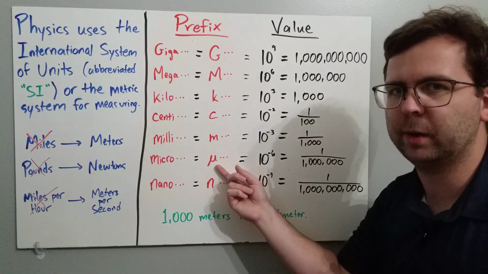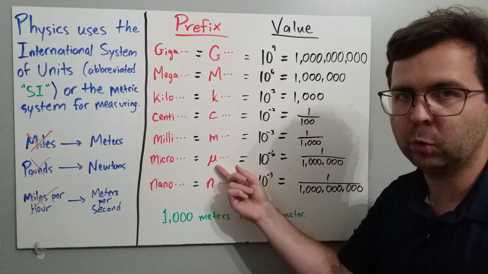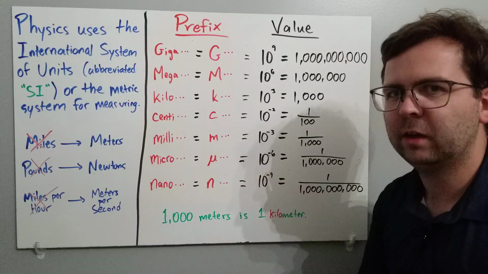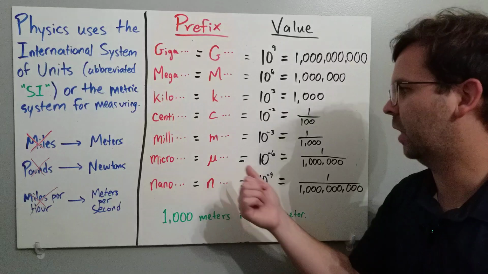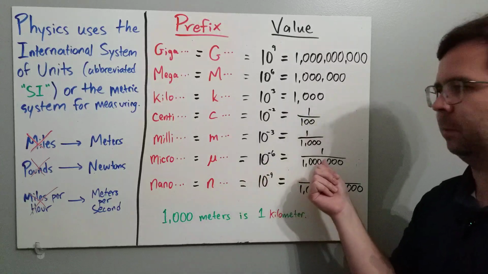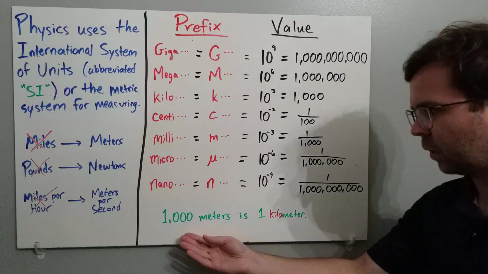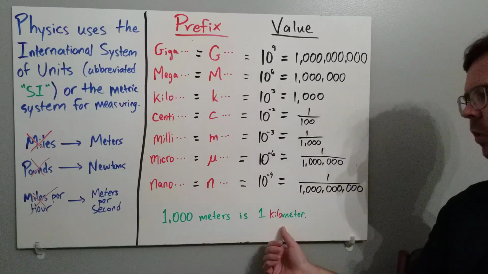This is the Greek letter mu, so that's why it looks a little different. It's kind of like a U with an extra tail in the front, and that's how I write it. This is 1 millionth, and then nano is 1 billionth. So, for example, 1,000 meters is 1 kilometer.